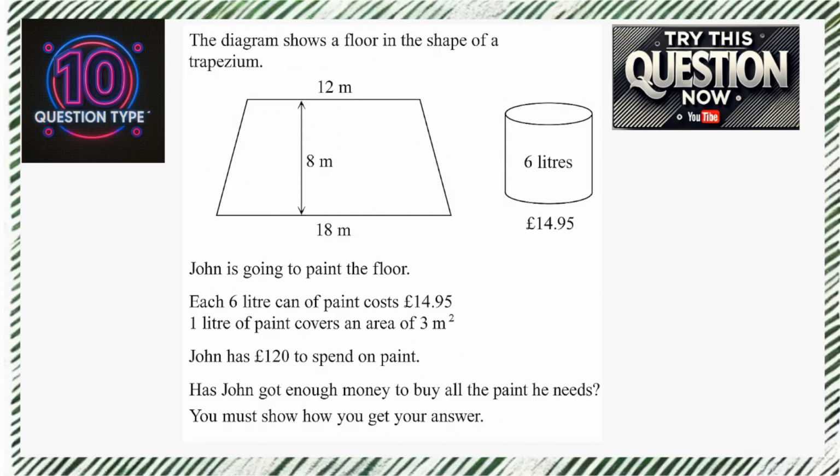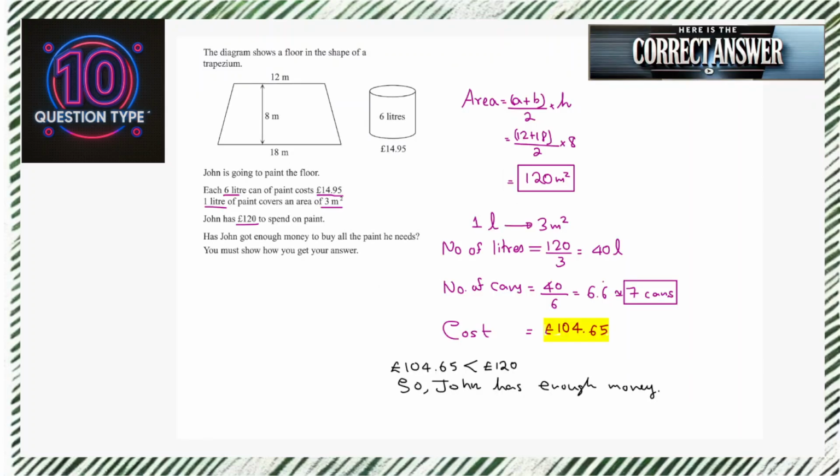Here is the question. The diagram shows a floor in the shape of a trapezium. Dimensions are provided. John is going to paint the floor. Each 6-litre can of paint costs £14.95. 1 litre of paint can cover an area of 3 square meters. John has £120 to spend on paint. Has he got enough money to buy all the paint? You must show all your working. It's a very popular exam style question. Again, please press pause and try to do this question. Here is the correct answer.